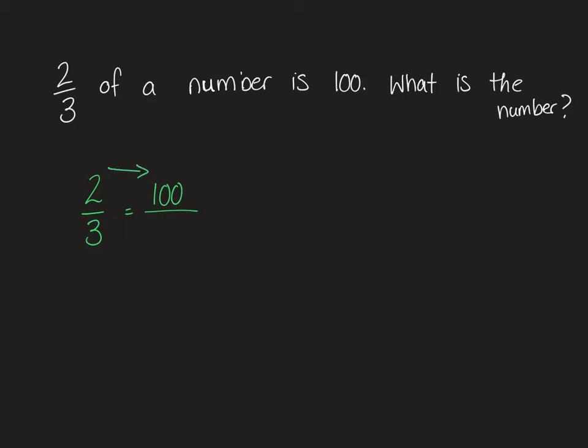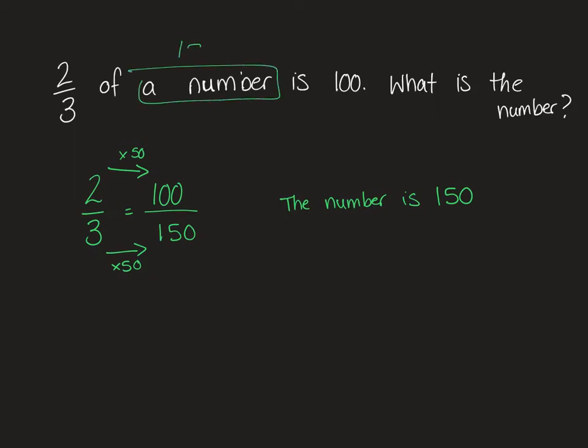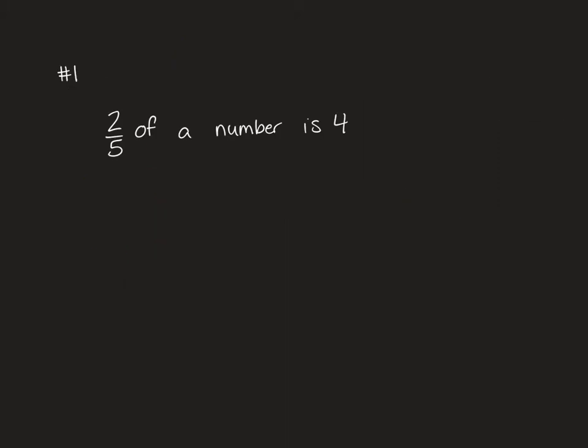To get from 2 to 100, we'd need to multiply by 50, which means we're going to do the same thing to the bottom. And that's going to give us 150. So the number is 150. So 2/3 of 150 is 100, right? We could replace a number with 150.